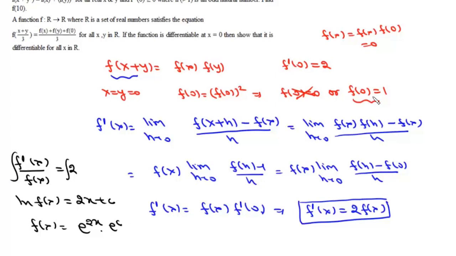Now we know that when x is 0, fx is 1. So if we put x as 0 and fx is 1, then value of e to the power c is 1. So from here we can say our function fx is e to the power 2x. And that is what we need to find in this question.